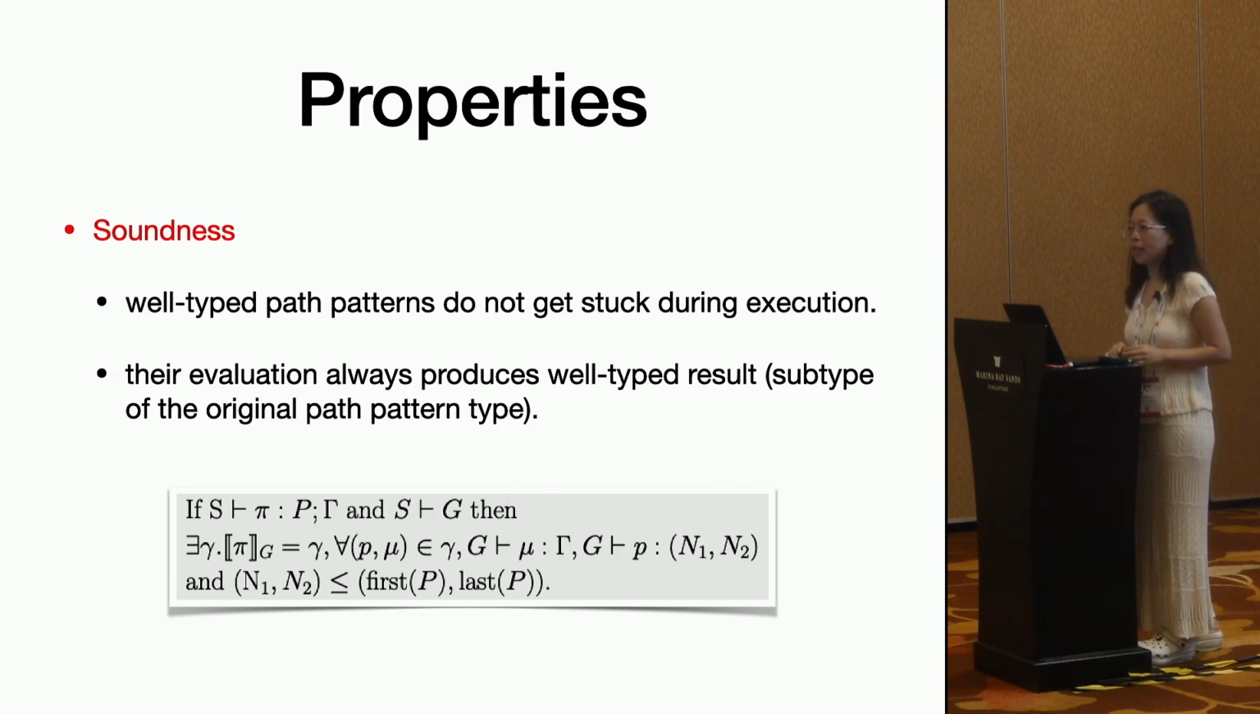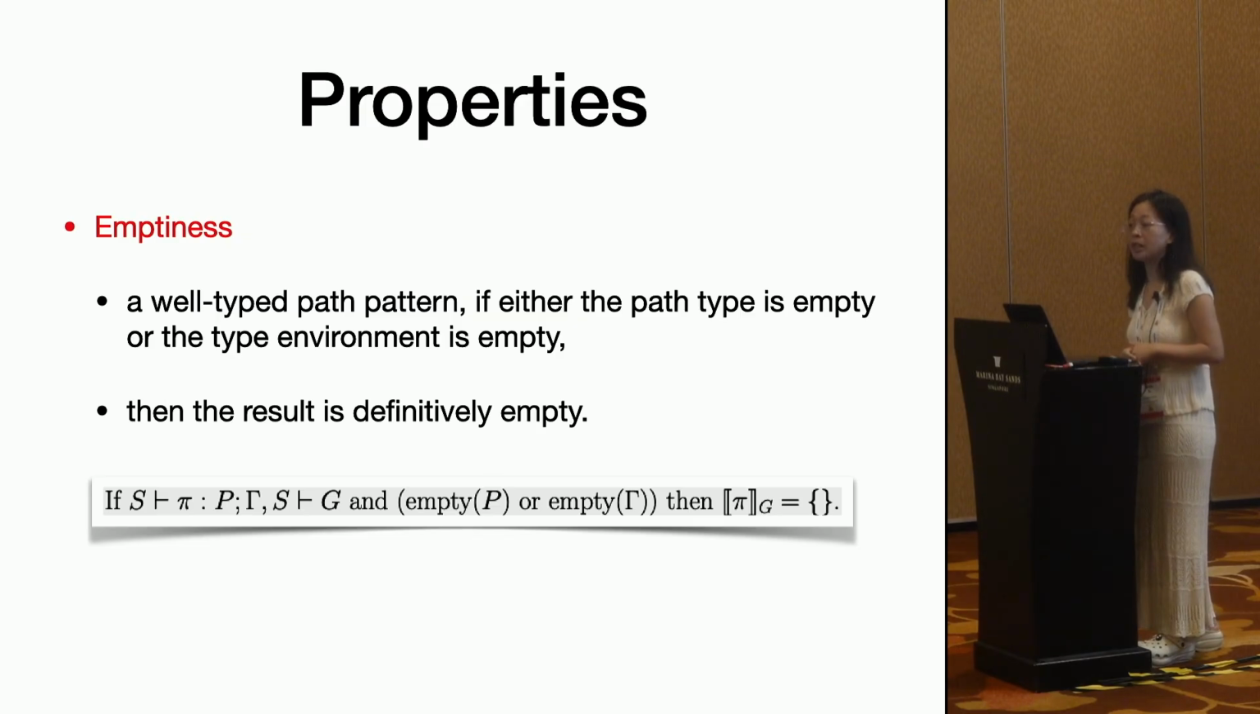Then we prove some properties, for example, type safety of the type system. It guarantees that well-typed path queries cannot get stuck or produce runtime errors. And another important property is the empty property. It ensures that if a query type checks, but its type is flagged as empty, then it will definitely return an empty result due to type inconsistency.